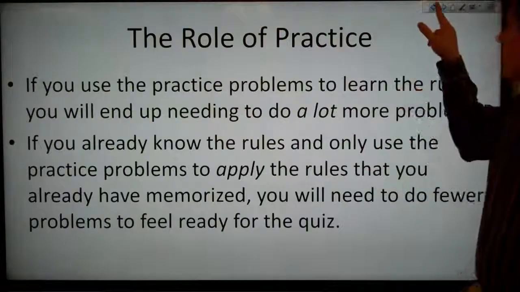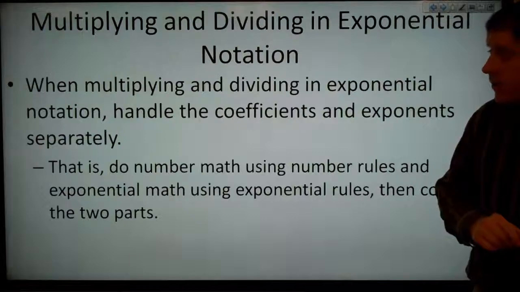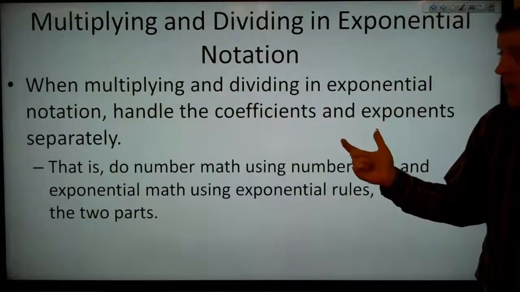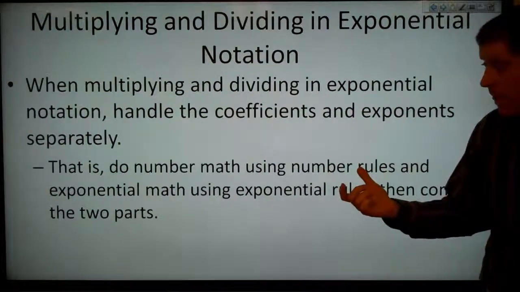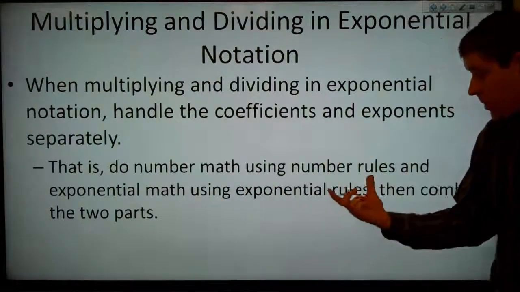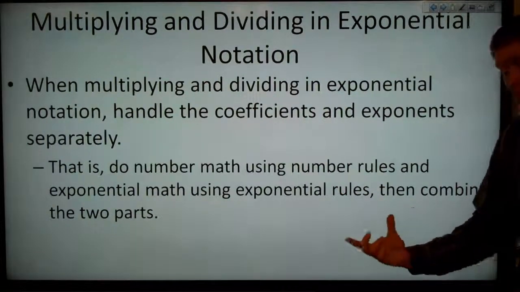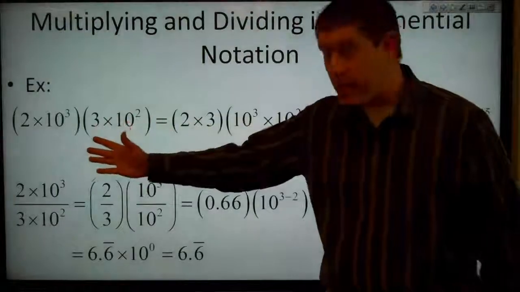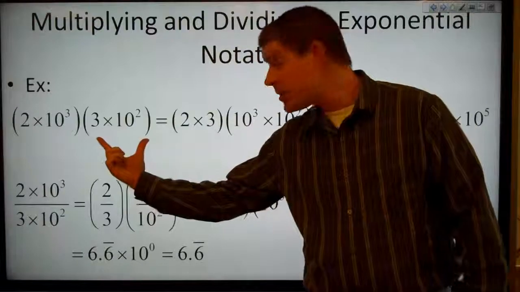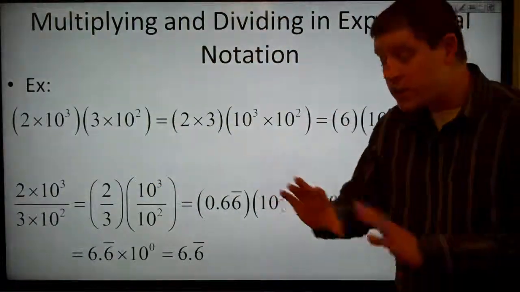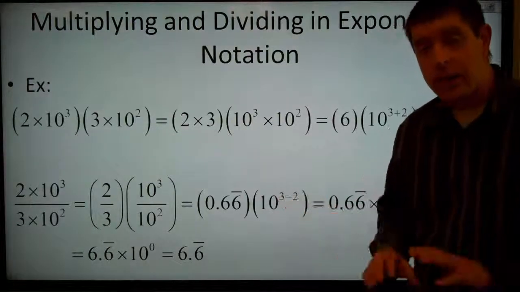Now let's talk about multiplying and dividing in exponential notation. So when we're multiplying and dividing in exponential notation, you're going to handle the coefficients and exponents separately. That is, you're going to do the number math using number rules, and you're going to do the exponential math using the exponential rules, and then you're going to combine the two parts. Let's look at a couple of examples. If we have 2 times 10 to the 3 times 3 times 10 to the 2, we're going to separate out our coefficients and our exponents.